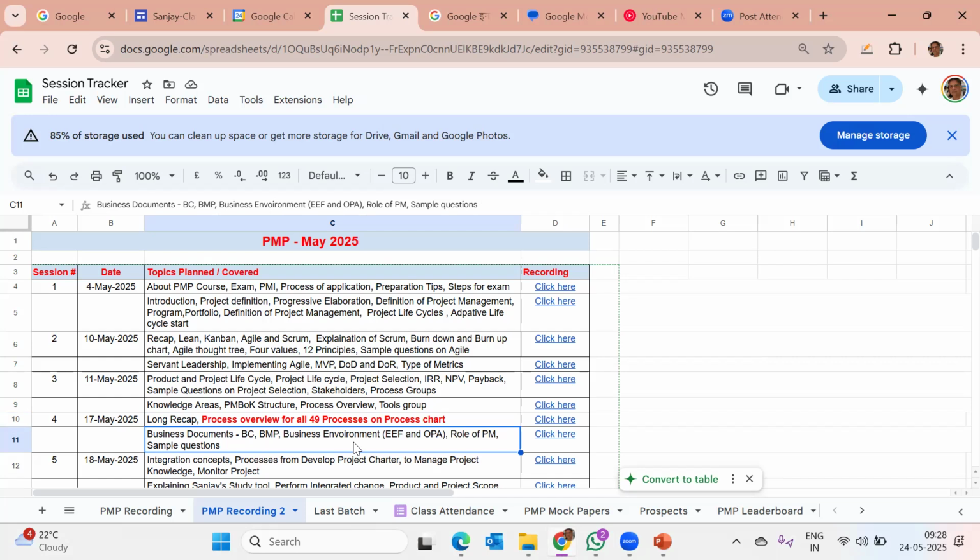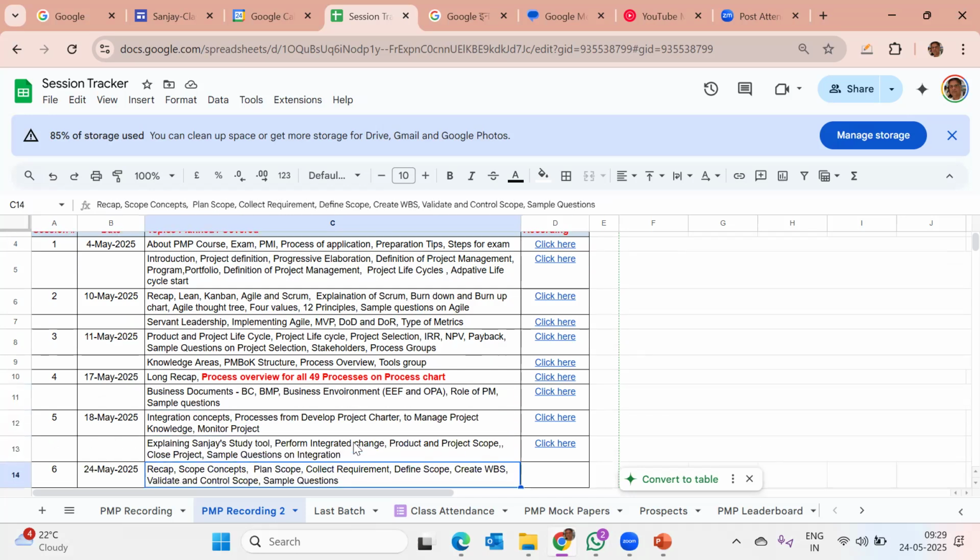Then we saw EF and OPA. Enterprise environmental factors are beyond your control, but they are going to impact your project. The wise project manager is said to be one who does not blame the EF. He actually goes ahead and tries to use the EF in his interest. If certain EFs are going to trouble you, he does something so that the trouble is reduced. So EF is not something to grumble about. Note it and take your actions accordingly, because it is beyond your control.